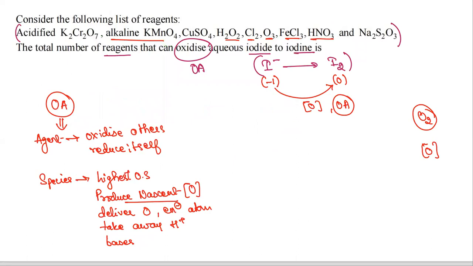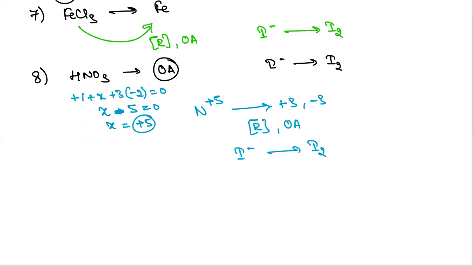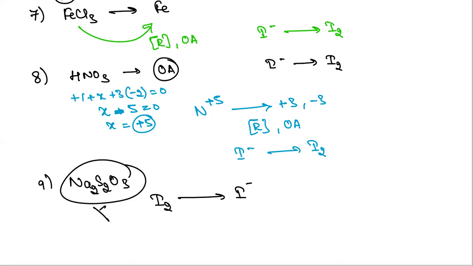And the last one that we have is Na2S2O3. Let me tell you that Na2S2O3 is a reagent which is actually utilized in order to convert an iodine molecule to iodide. So just remember this. The reason lies behind the oxidation state of sulfur used in Na2S2O3. So yes, this reagent won't carry out any kind of oxidation. Instead, it reduces this species. Hence, it is not an oxidizing agent and cannot carry out the conversion from iodide to iodine.